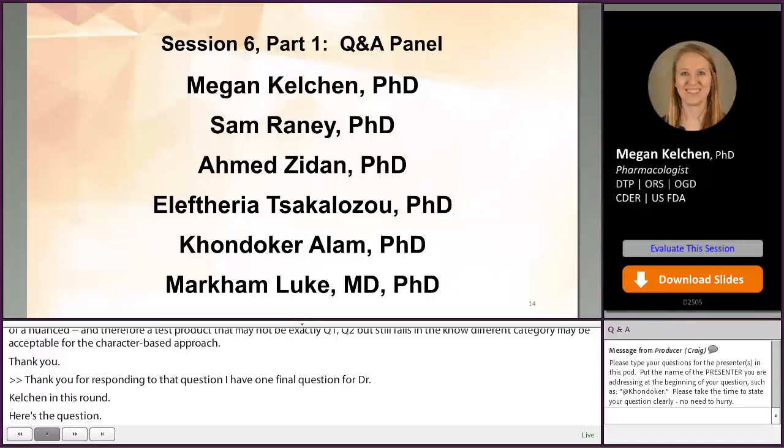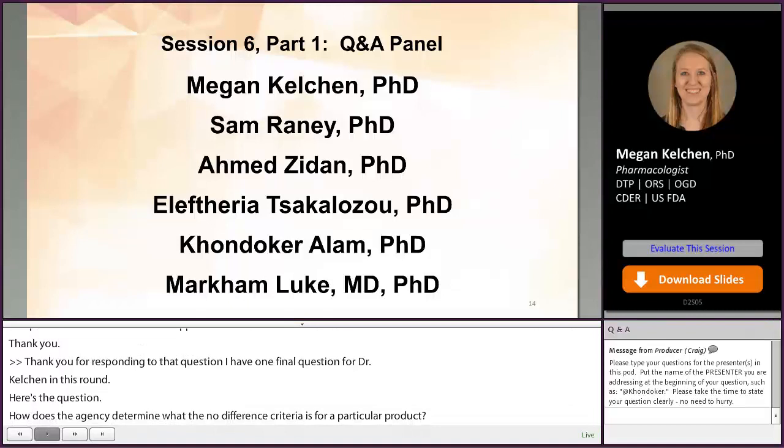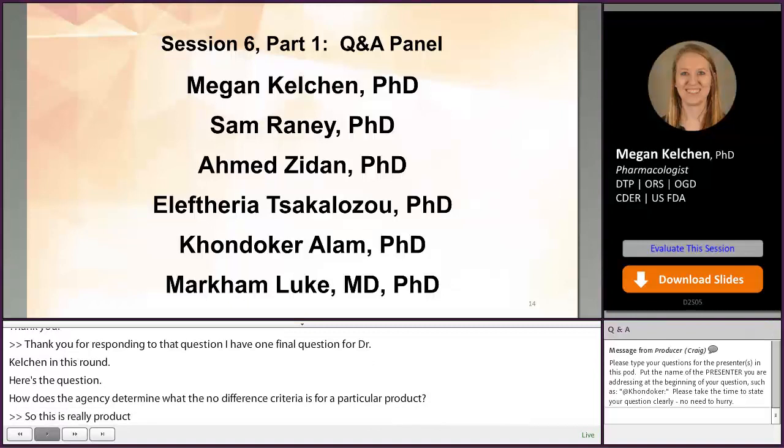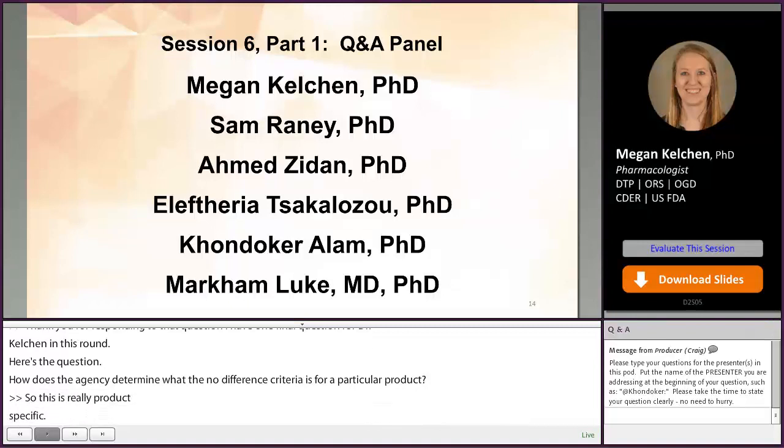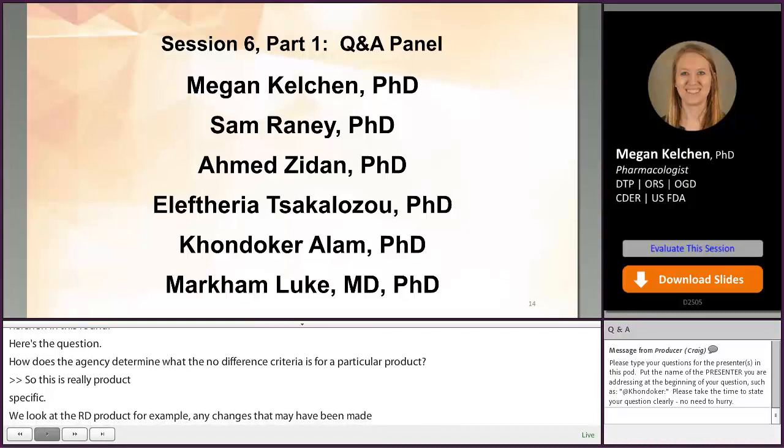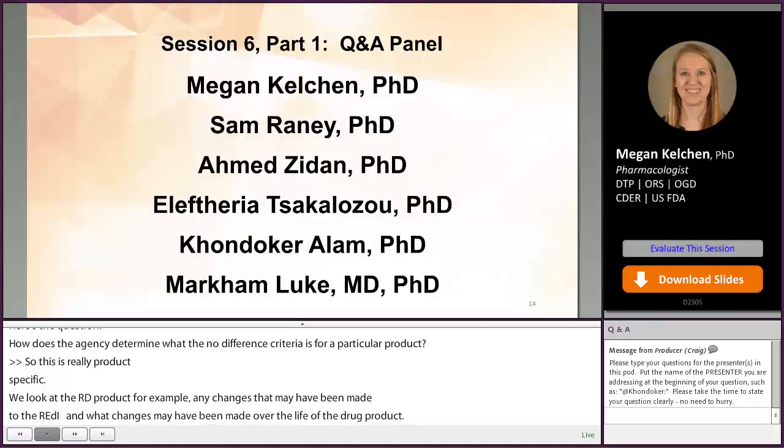So this is really product specific. We look at the RLD product and, for example, any changes that may have been made to the RLD product, and we also consider what differences or changes have been made to the drug product over the lifetime of the product. So as I've mentioned in my previous responses, we're really focused on a Q1, Q2 assessment, but we do take into account those product-specific considerations. Thank you.